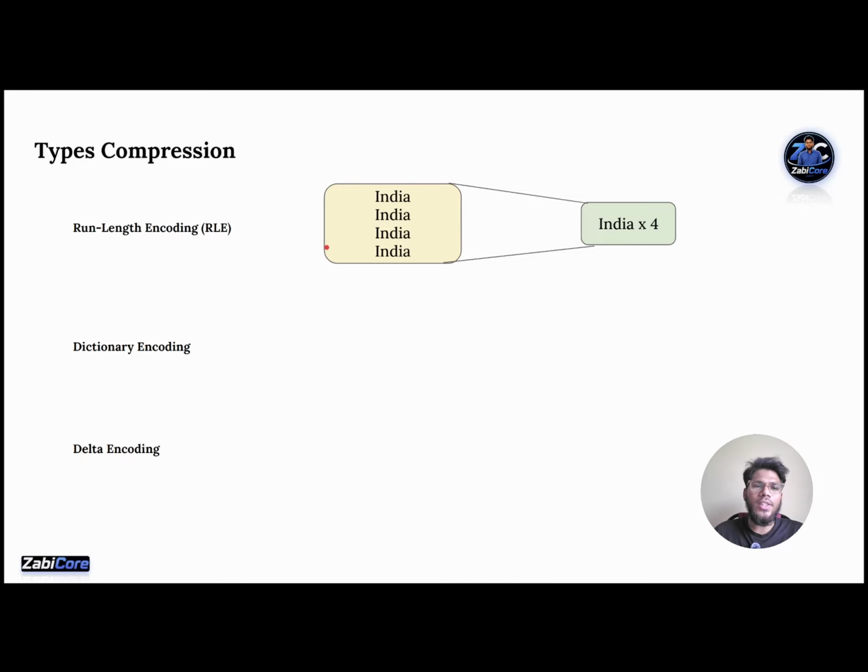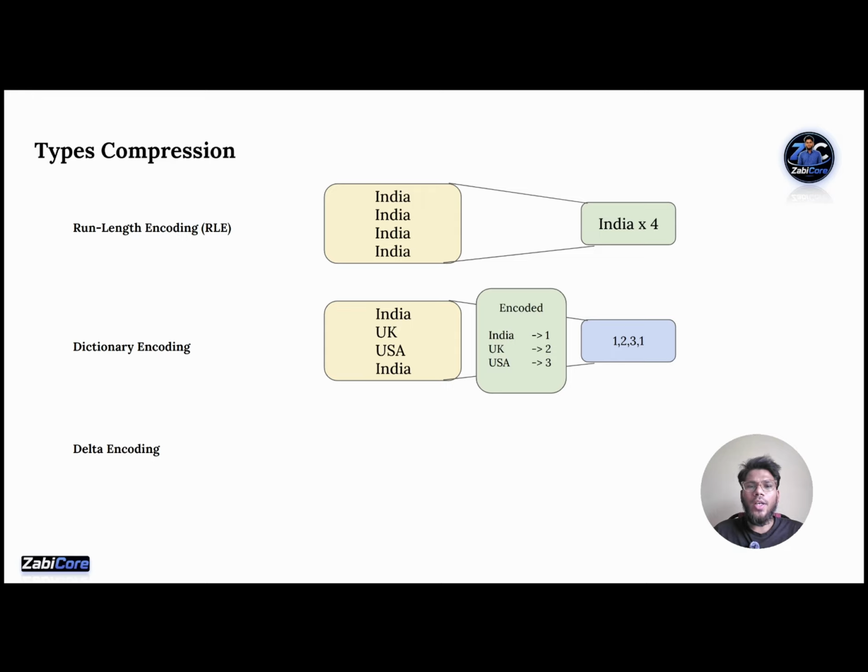Next we have the dictionary encoding compression algorithm. Here we have some country names. India is repeated 2 times, and we assign some IDs, like India means 1, UK means 2, and USA means 3, correct? How will this data be stored? It will be stored like this: 1 2 3 1, correct? This is the dictionary encoding compression algorithm.